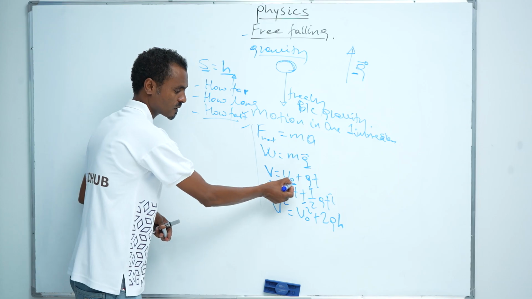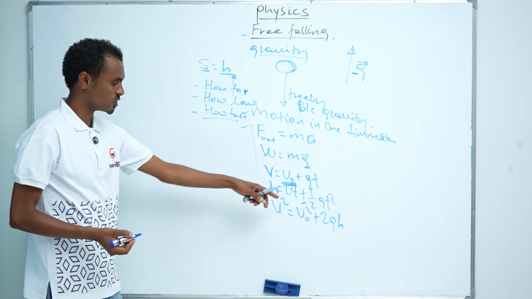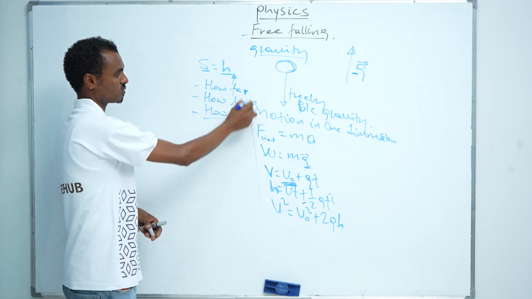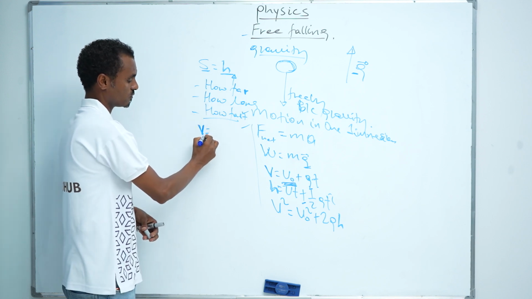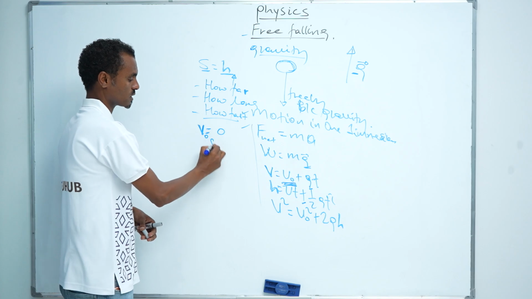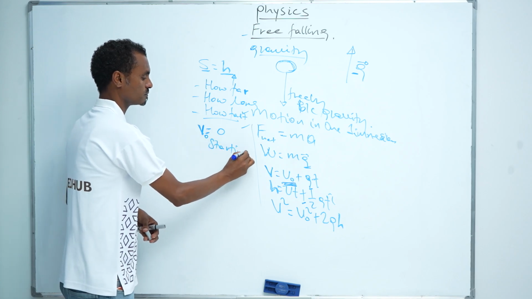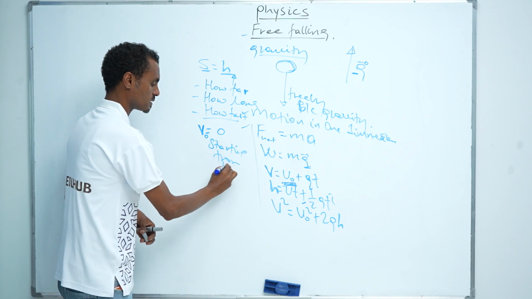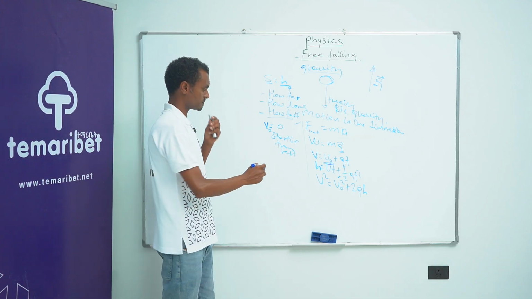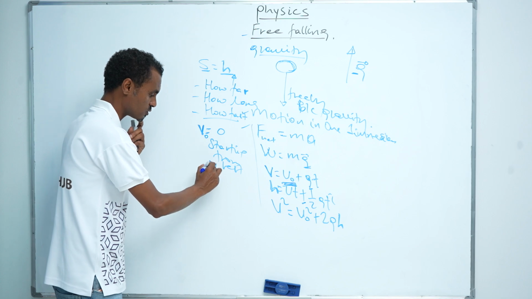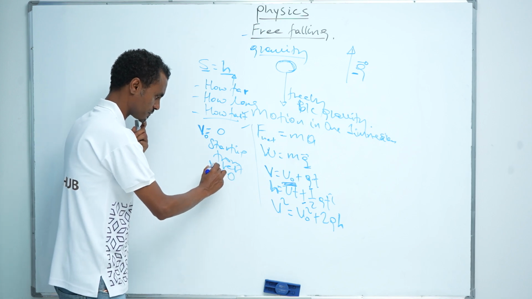Starting from rest means our initial velocity is 0. If your question or your problem states V naught is equal to 0, starting from rest. What will happen? Come to rest. Its final velocity should be 0.